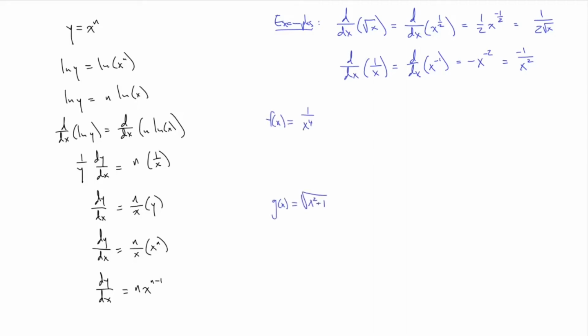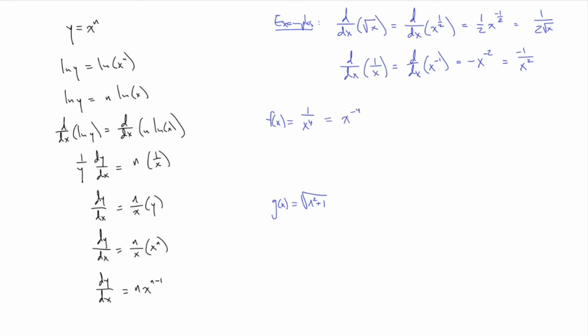Okay, you try these. Find the derivatives of the functions f of x equals 1 over x to the 4th, and g of x is the square root of x squared plus 1. So take a few minutes, pause the video, and when you're ready, start it back up, and we'll see how you did.